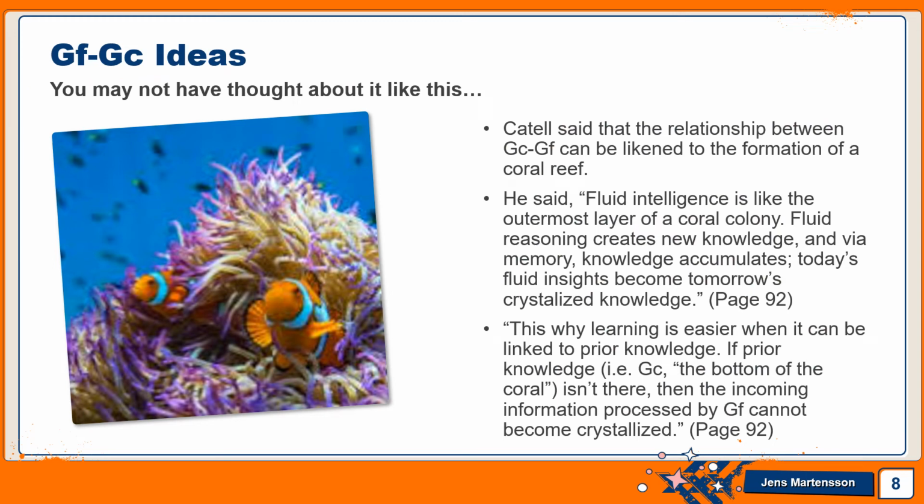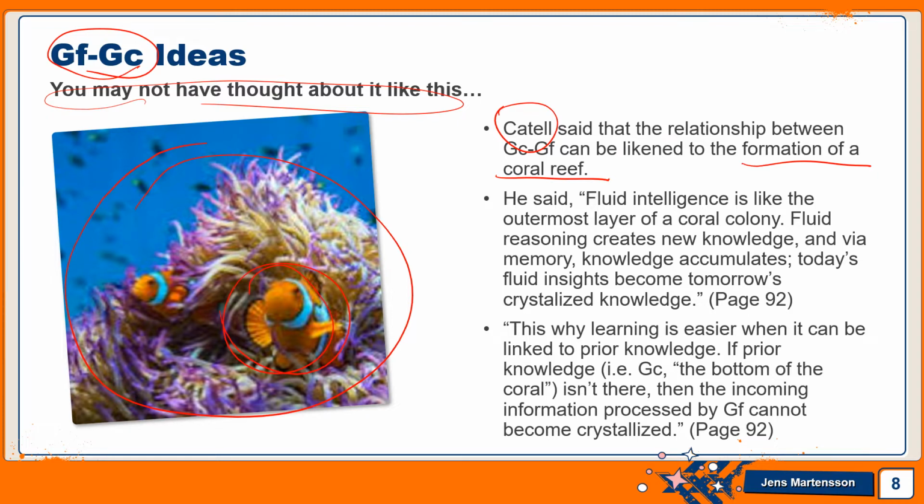Another thing, this is nothing new. GF, GC has always been around. It's been around since the 40s, but there's a kind of new way of thinking. I kind of like this. I've never seen this before. Cattell, whose name you know, said the relationship between GC and GF can be likened to the formation of a coral reef. Yay, coral reef. There's Nemo. Actually, I think that's Nemo. That's his dad. Anyway, so the formation of a coral reef.